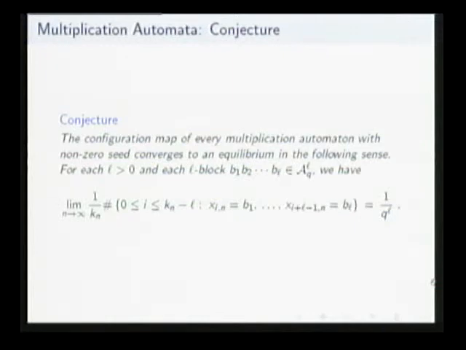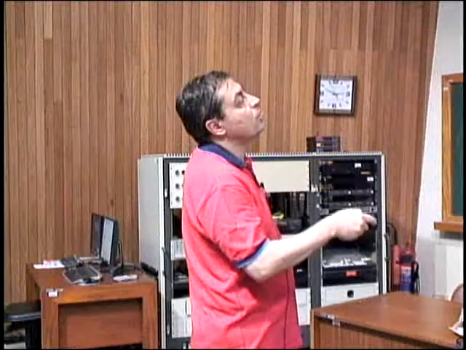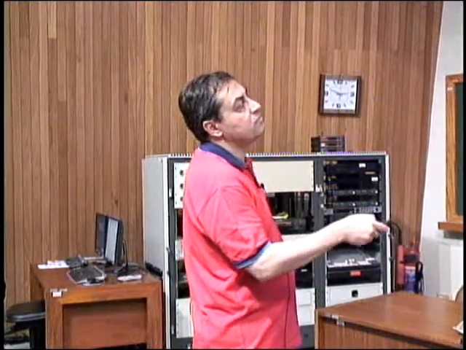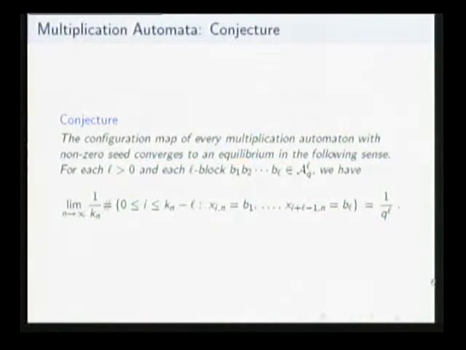If you look at what happens as this automaton evolves, and you fix a block of a given length, the frequency with which this block appears in the line-by-line evolution of the automaton is asymptotically given by 1 over Q to the L. Q to the L is the number of blocks of length L in Q symbols. Okay? So that's the conjecture.